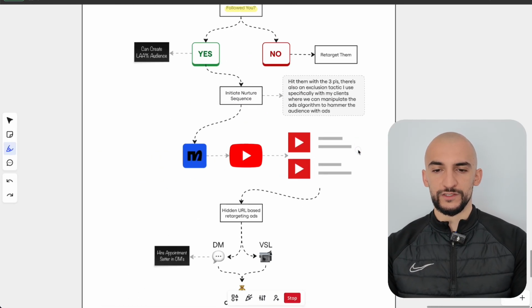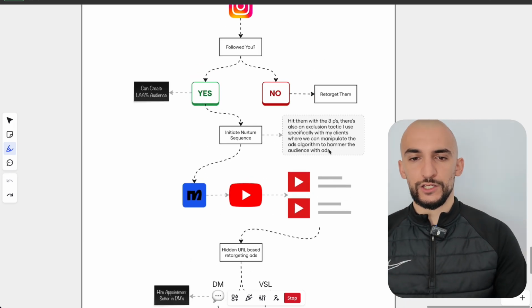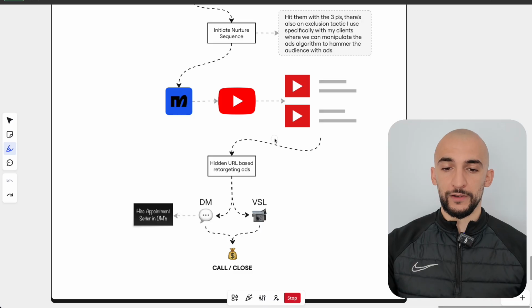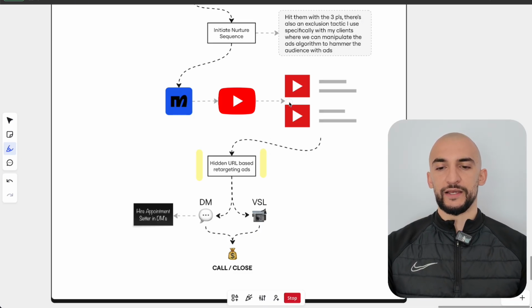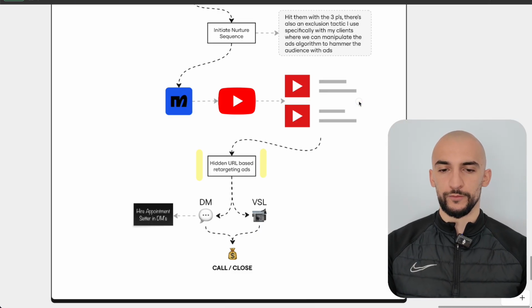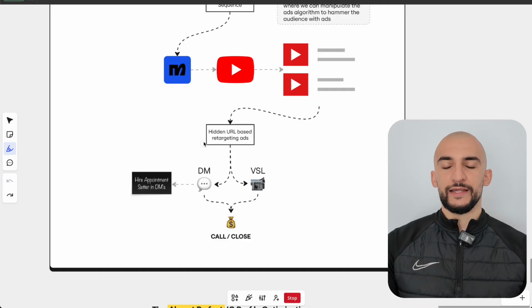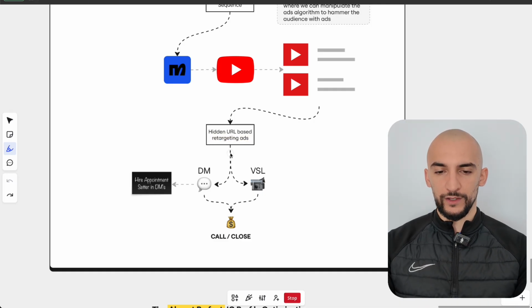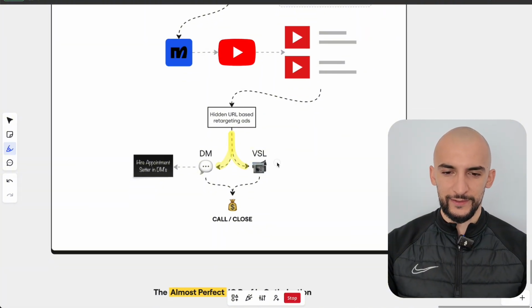They've seen a lot of content. They've been seeing you show up on stories and all that good stuff. And now they've watched a couple videos from your playlist. They're going to eventually find this hidden URL that is placed in the description of these videos. And we don't necessarily have to push or promote them. We just wait for people to find them. Now, the people that do find these hidden URLs, we're going to retarget them with either DM ads to initiate conversation or VSL ads.